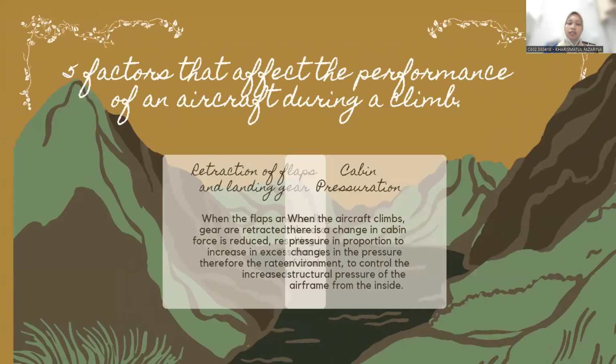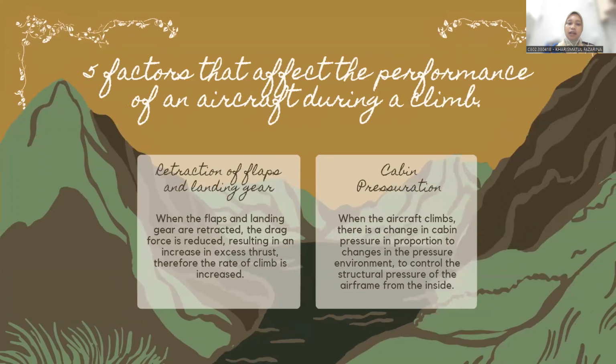4. Retraction of flaps and landing gear. When the flaps and landing gear are retracted, the drag force is reduced, resulting in increased excess thrust. Therefore, the rate of climb is increased. 5. Cabin pressurization. When the aircraft climbs, there are changes in cabin pressurization in proportion to changes in the pressure of the environment, to control the structural pressure of the airframe from the inside.